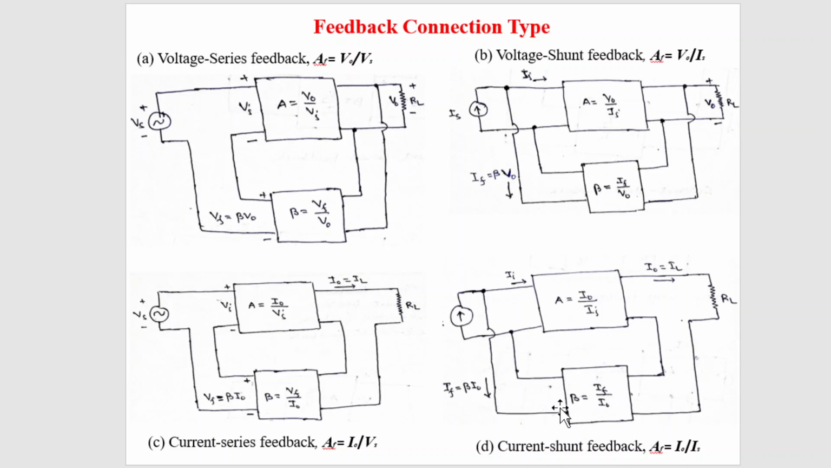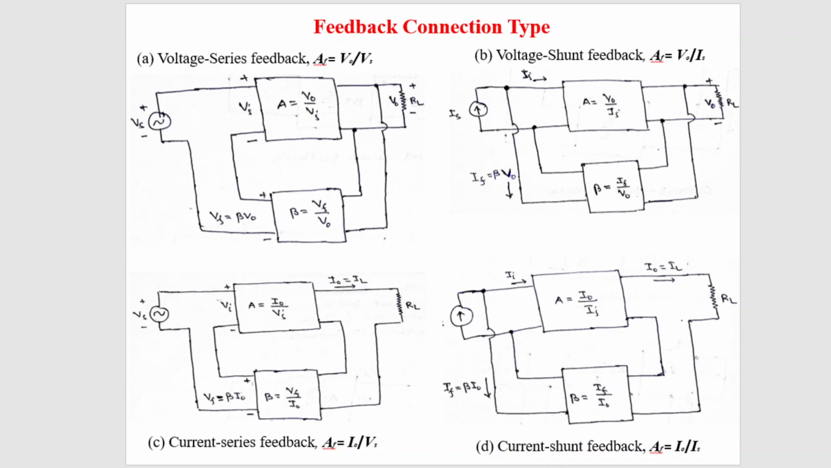Here the feedback signal is current IF and the output signal is current, so beta can be determined. Beta is equal to feedback signal IF upon output signal IO. Here the gain is IO upon II, output current upon input current, and beta is feedback current upon output current. So this is the connection type of current shunt feedback network.